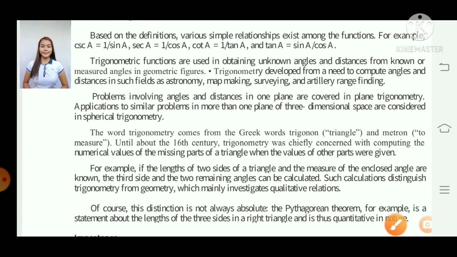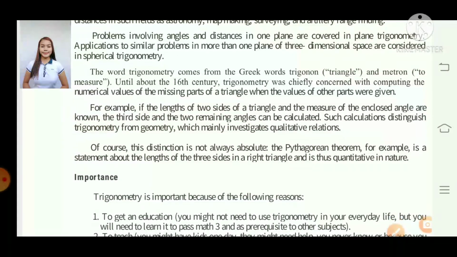Trigonometric functions are used in obtaining unknown angles and distances from known or measured angles in geometric figures. Geometry developed from a need to compute angles and distances in such fields as astronomy, mapmaking, surveying, and artillery range finding. Problems involving angles and distances in one plane are covered in plane trigonometry. Application to similar problems in more than one plane of three-dimensional space is considered in spherical trigonometry.